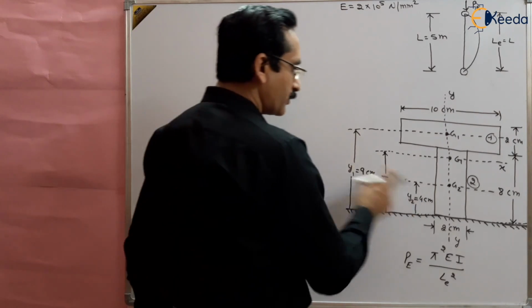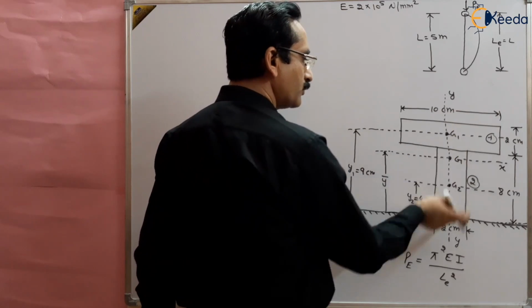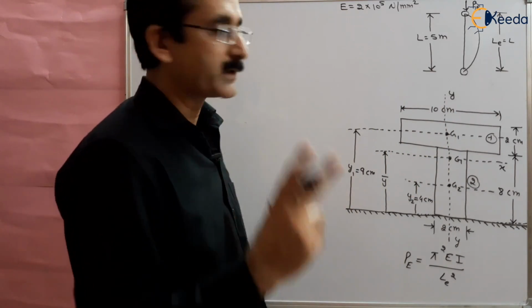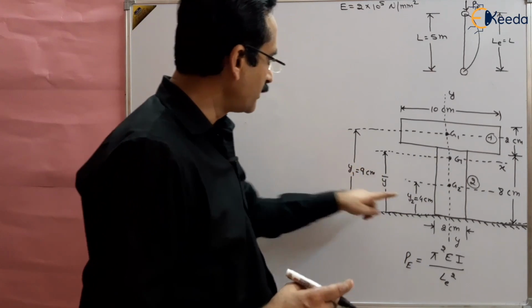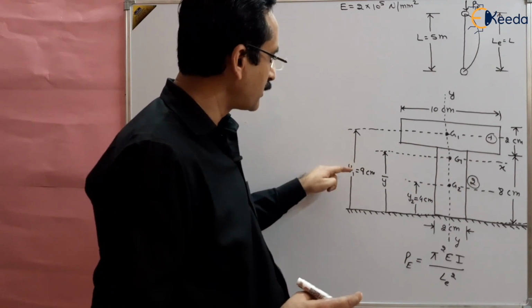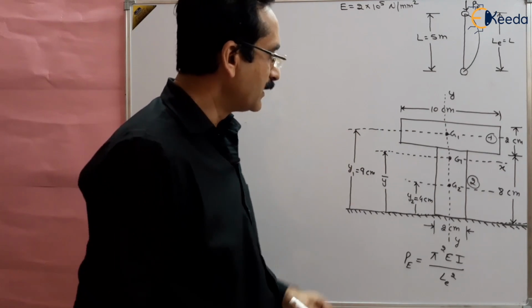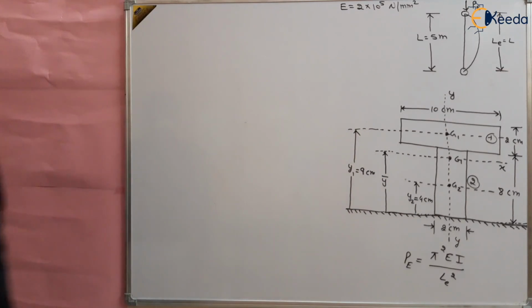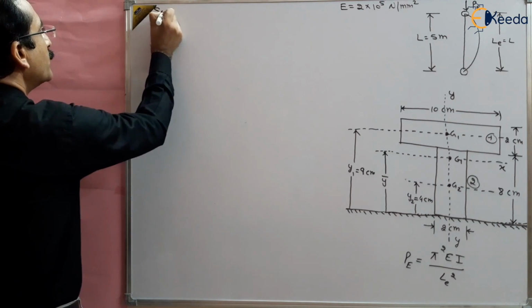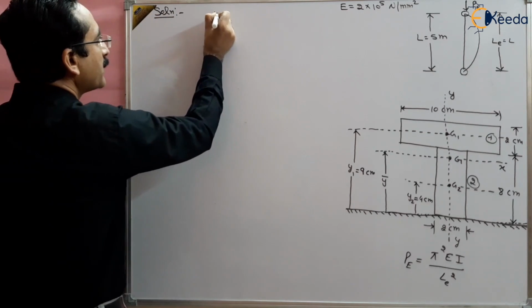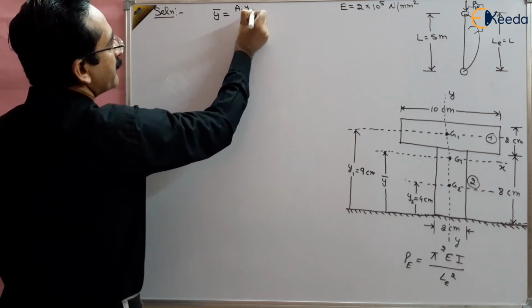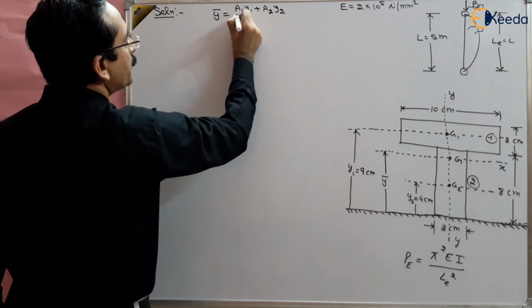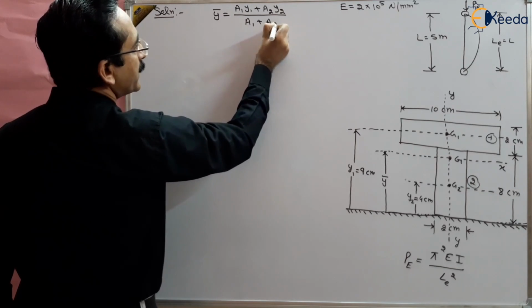So y2 and y1 are known to us, the centroids of the two bodies 1 and 2. We have divided this complete T section into two parts, 1 and 2. The centroid of 2 is 4 centimeter from the reference line, the centroid of 1 is 9 centimeter from the reference line, and we have to find y bar from the reference line. What is y bar? We know the moment area method, taking the moments of the area, and y bar is given by the formula (a1 y1 plus a2 y2) upon (a1 plus a2).